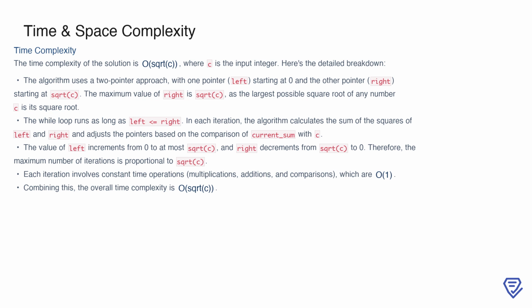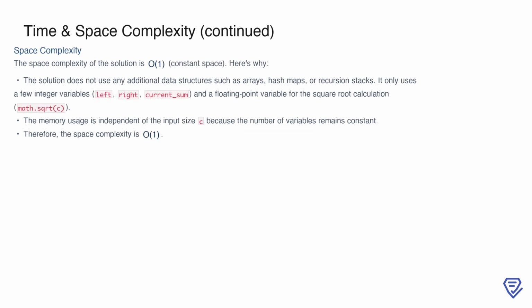Furthermore, each iteration involves constant time operations like addition, multiplication, and comparison, which are O(1). When you combine these factors, the overall time complexity of the algorithm is O(sqrt(c)). The space complexity of this solution is O(1), meaning it uses constant space regardless of the input size.